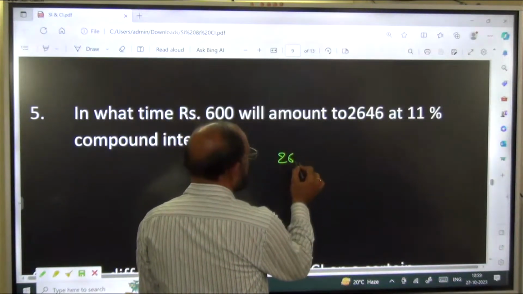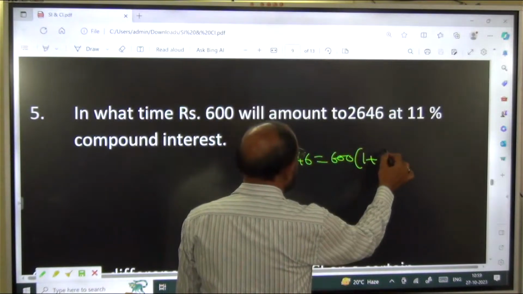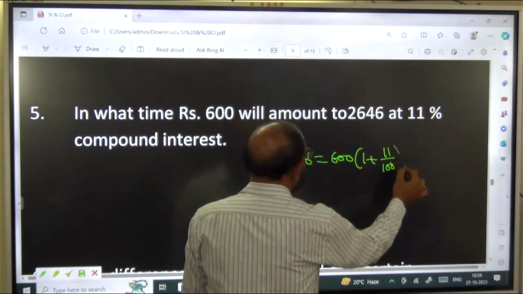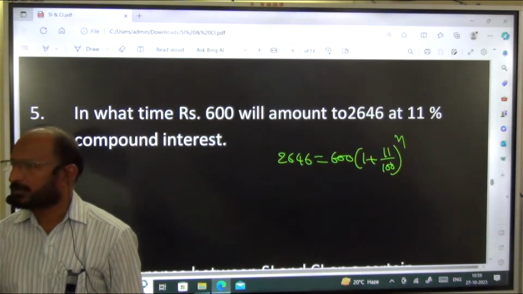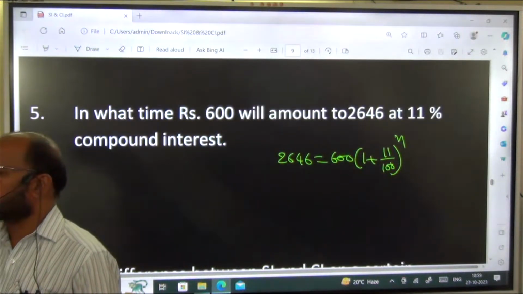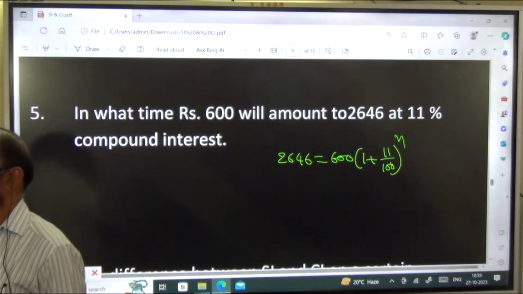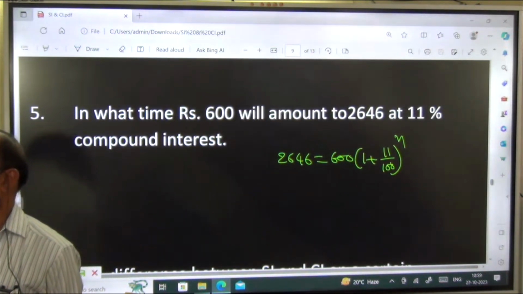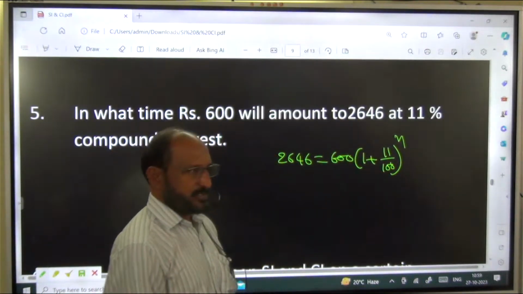Amount 2646 is equal to 600 into 1 plus 11 by 100 whole power of n. We don't know the number of years. Yes, good. Previous problem, super, very good. 16,000, correct. Calculate this and tell me.